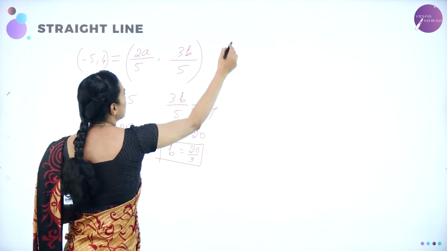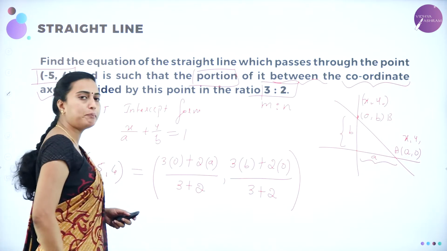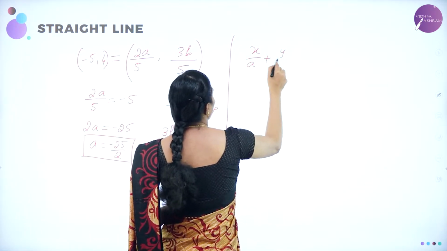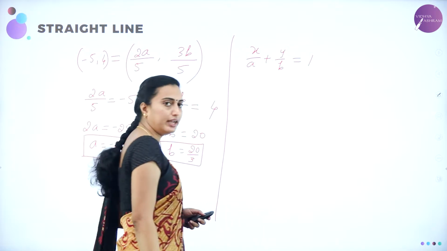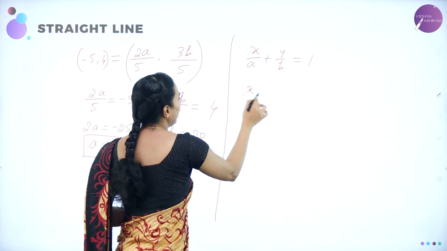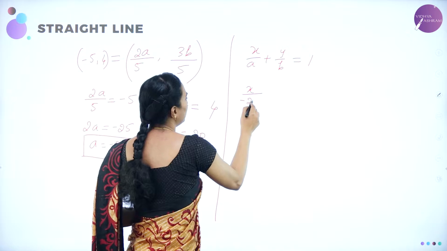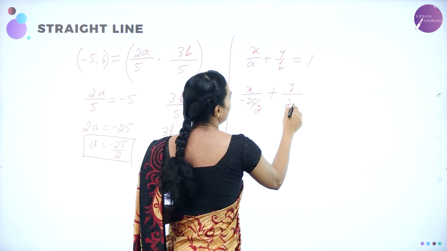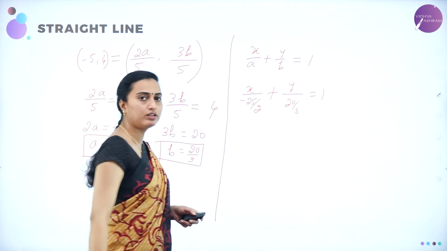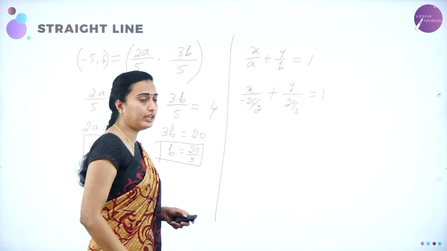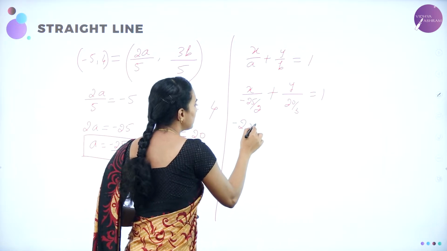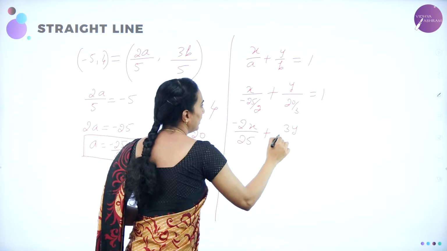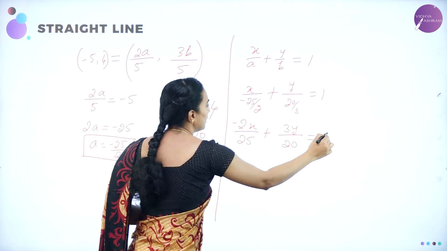Now substituting this back into the equation x by a plus y by b is equal to 1. Given x by a plus y by b is equal to 1, it is in the intercept form. x divided by the a value, which is minus 25 by 2, plus y divided by the b value, which is 20 by 3, is equal to 1. Now you can take 2 to the numerator, it will become minus 2x divided by 25 plus 3y divided by 20, which is equal to 1.